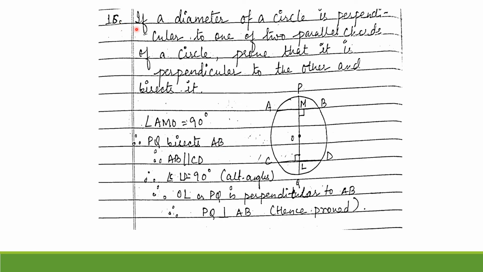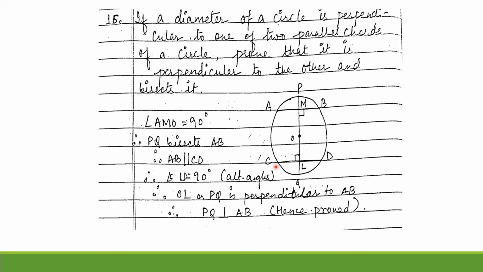Next question is your question number 16, that if a diameter of a circle is perpendicular to one of the two parallel chords of a circle, we need to prove that it is perpendicular to the other and it also bisects it. So we know that since the diameter is perpendicular to one of the two chords, let us take AB here, that means angle M will be 90 degrees. So if I am taking AMO, that means angle AMO should be equal to 90 degrees, and PQ is the line bisecting the chord AB here at point M.